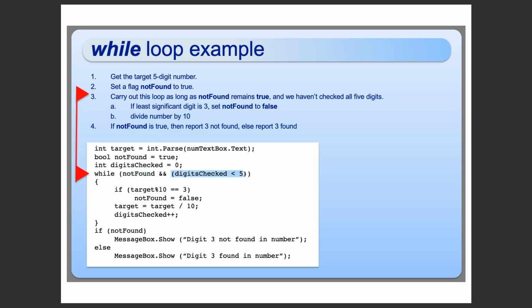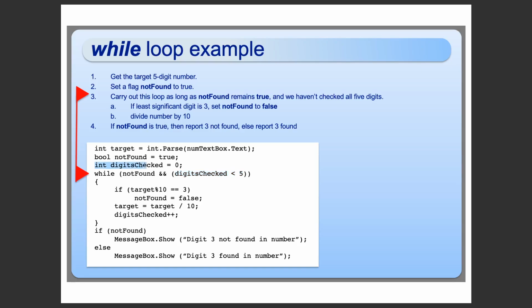And the second part is digits checked is less than 5. So what we've got here is a counter. So we can see that digits checked starts at 0. So the idea is that this is going to count how many digits we've already looked at. We know before we start that there's going to be no more than 5 digits. In fact, there's going to be exactly 5 digits because we set up here get a target 5-digit number. So we know that there's going to be 5 digits, so we can have an expression here saying digits checked less than 5.